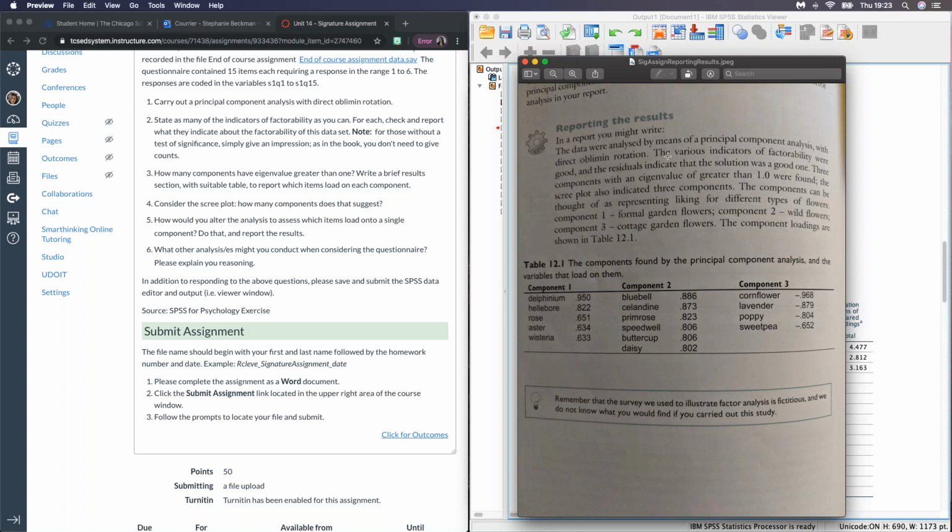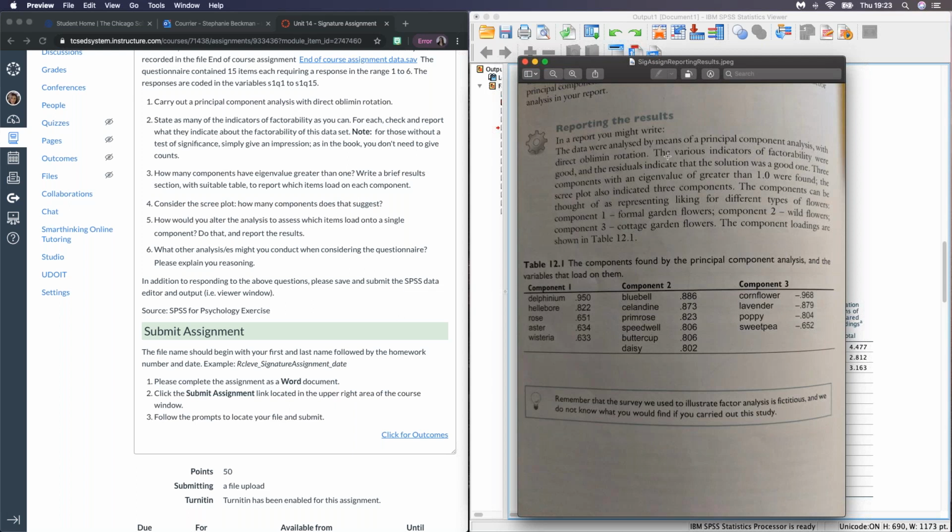3 components with an eigenvalue of greater than 1.0 were found, which is what we were just looking at on that scree plot in that other table. The scree plot also indicates 3 components. The components can be thought of as representing 3 constructs of mindfulness.